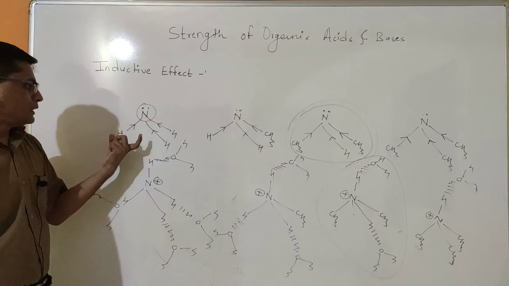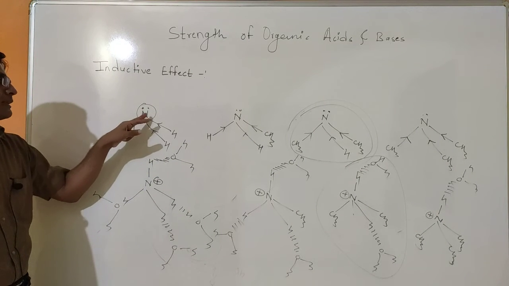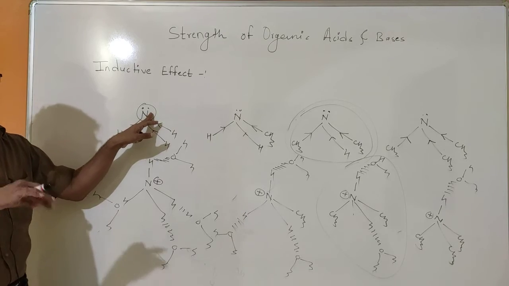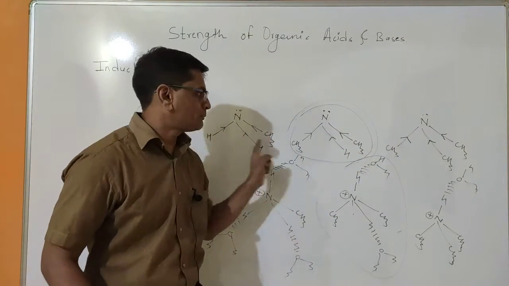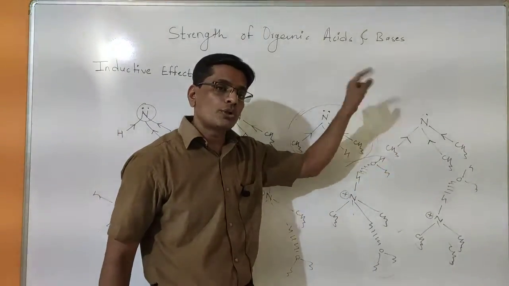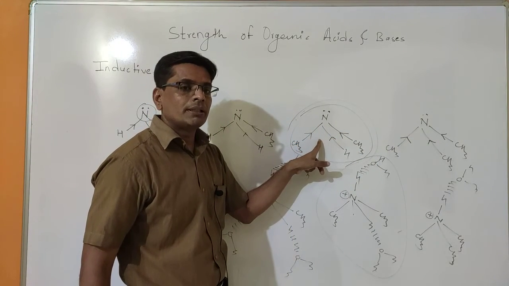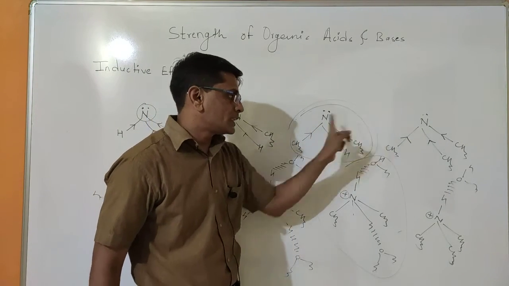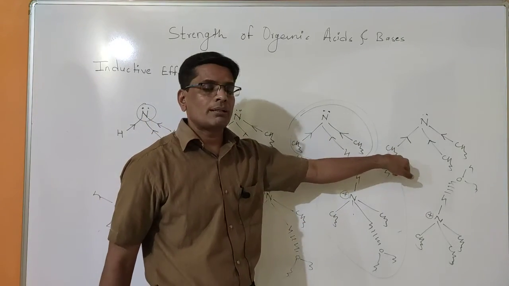But here in the ammonia molecule, a very negligible inductive effect is present. That's why this nitrogen does not have as much electron density as this and this nitrogen will have. And out of these three molecules, the tertiary trimethylamine has the higher electron density as compared to dimethylamine. But when we consider the solvation effect, dimethylamine is more stabilized as compared to trimethylamine.